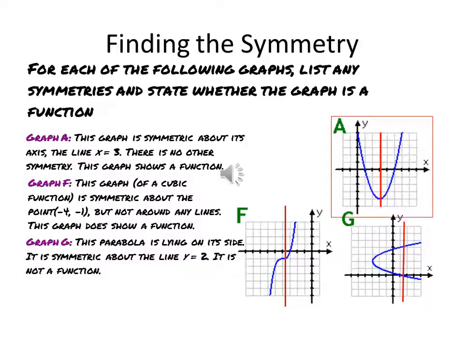I'll give you a few more moments to answer this one. This graph, a parabola, is lying on its side. Its symmetry is about the line y equals 2. It is not a function because it does not pass the vertical line test. The vertical line touches the curve twice.